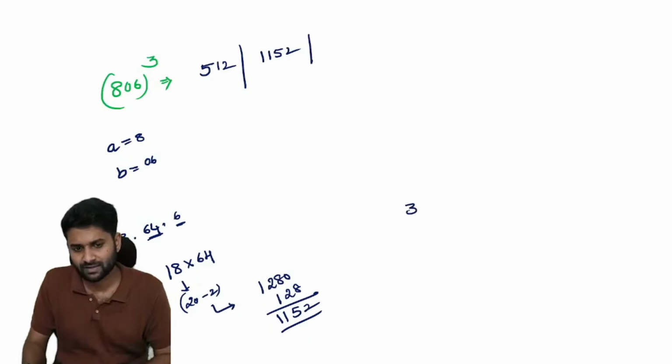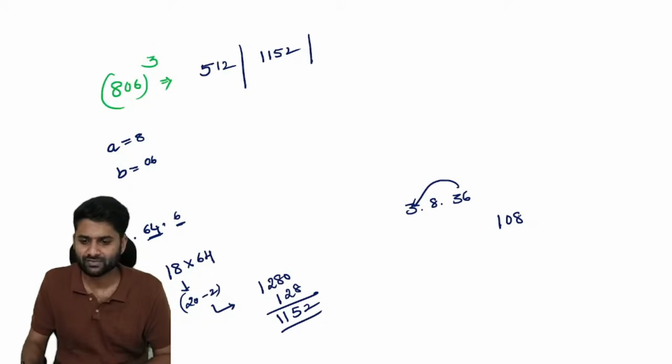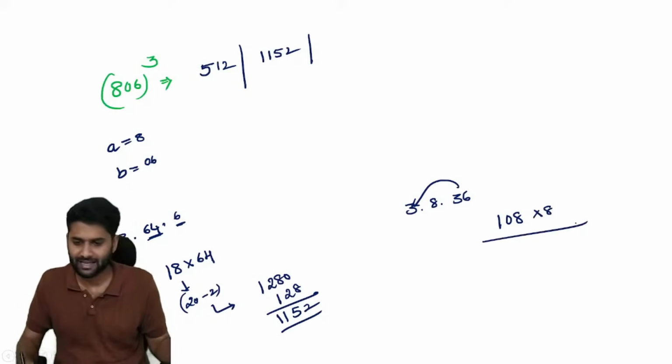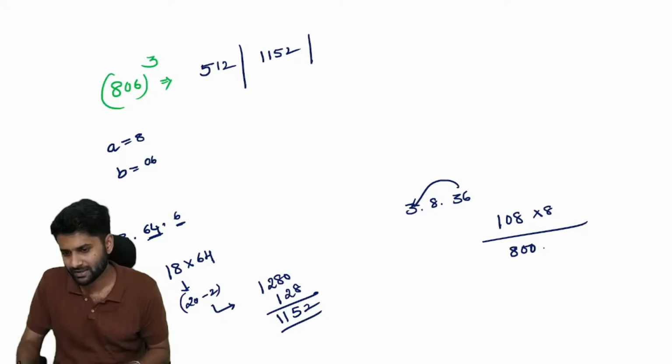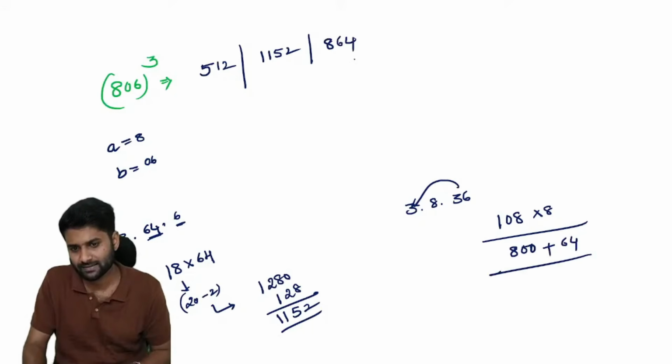Now 3AB square: 3 into 8 into 36. Again see, 36 into 3 is 108. Now we need to find 108 multiplied with 8. So 8 into 100 is 800. 8 into 8 is 64. It's sum 864. Now finally B cube, it's 6 cube.